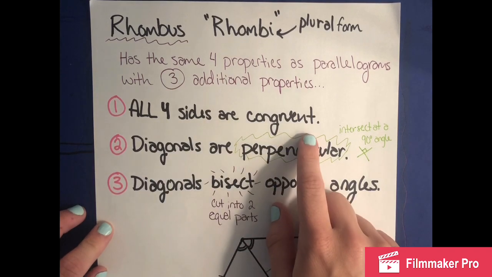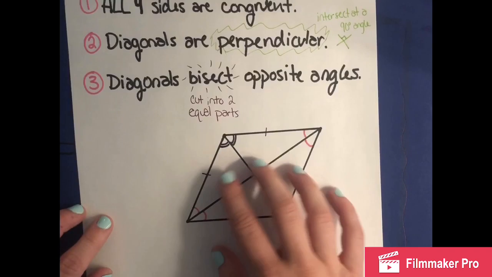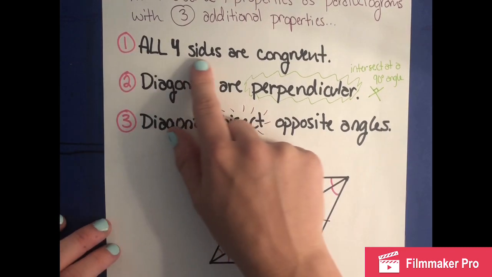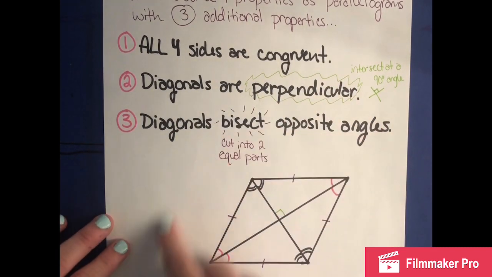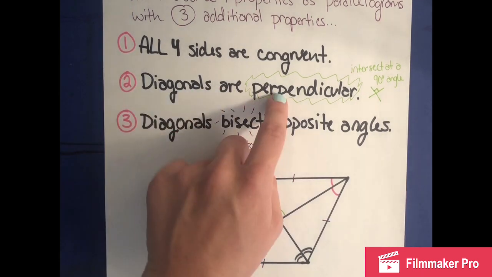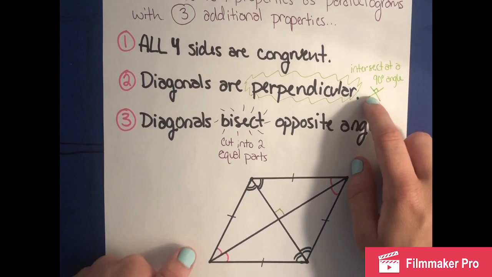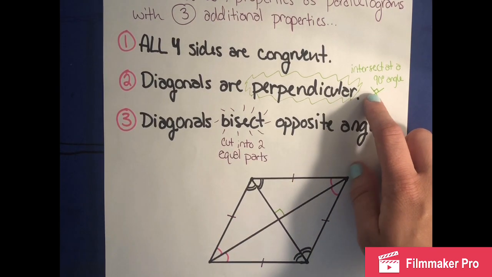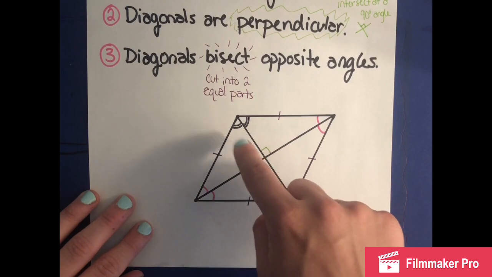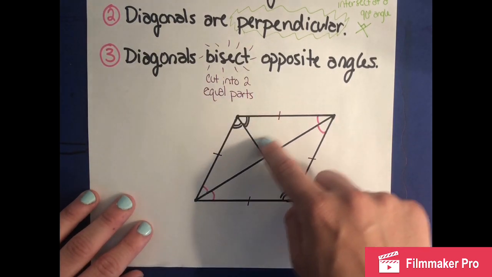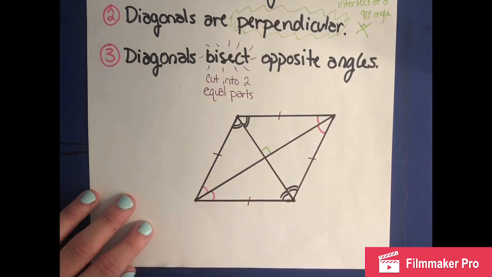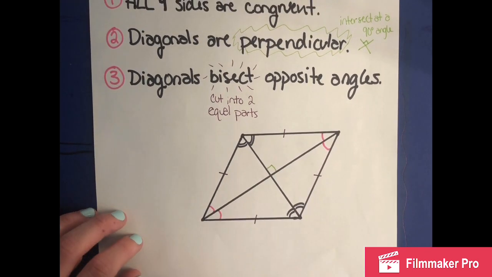We also get to add three properties because we have this new shape. So number one is all four sides are congruent. That's the biggest one, okay? The other thing is diagonals are perpendicular. So if we remember, perpendicular means intersects at a right angle, okay? So that's what I'm saying here. This diagonal and this diagonal create a right angle. So this is a little right triangle, this is a little right triangle, this is a little right triangle, and this is a little right triangle. That's going to help us a lot when we're finding angles.